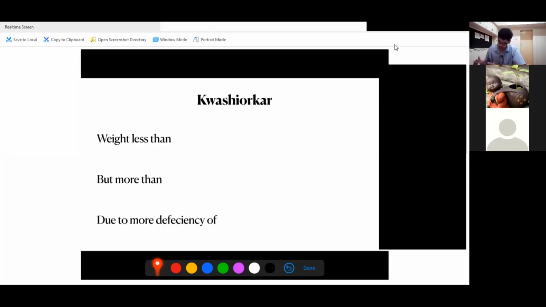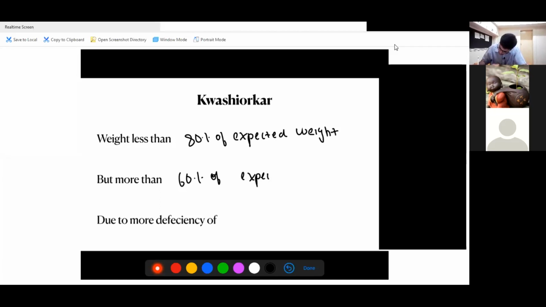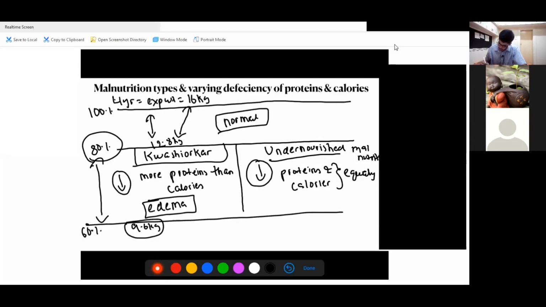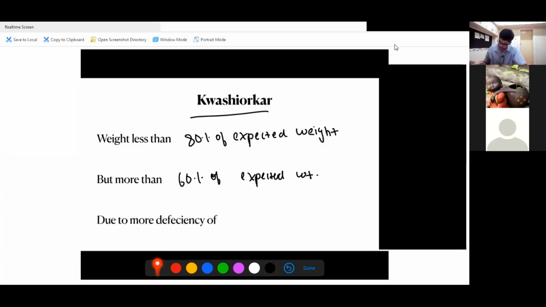So now coming to kwashiorkor. In kwashiorkor, the weight is less than 80% of expected weight, but more than 60% of expected weight. Now I'll take you back to the chart. Kwashiorkor is less than 80% and above 60%. Same thing we've written. Kwashiorkor is due to more deficiency of proteins.